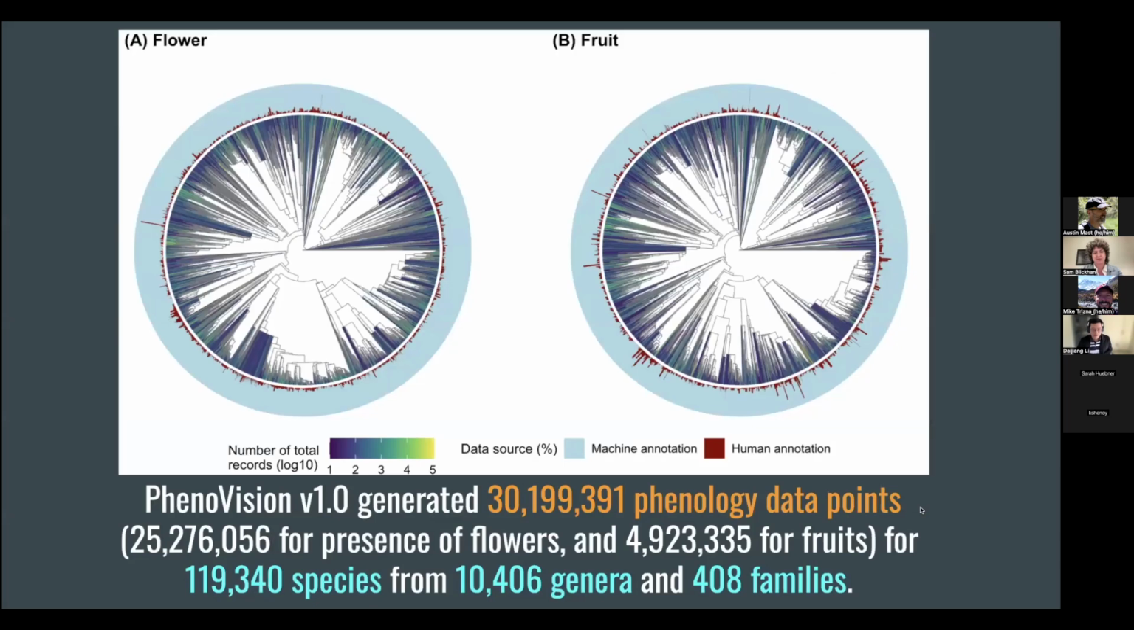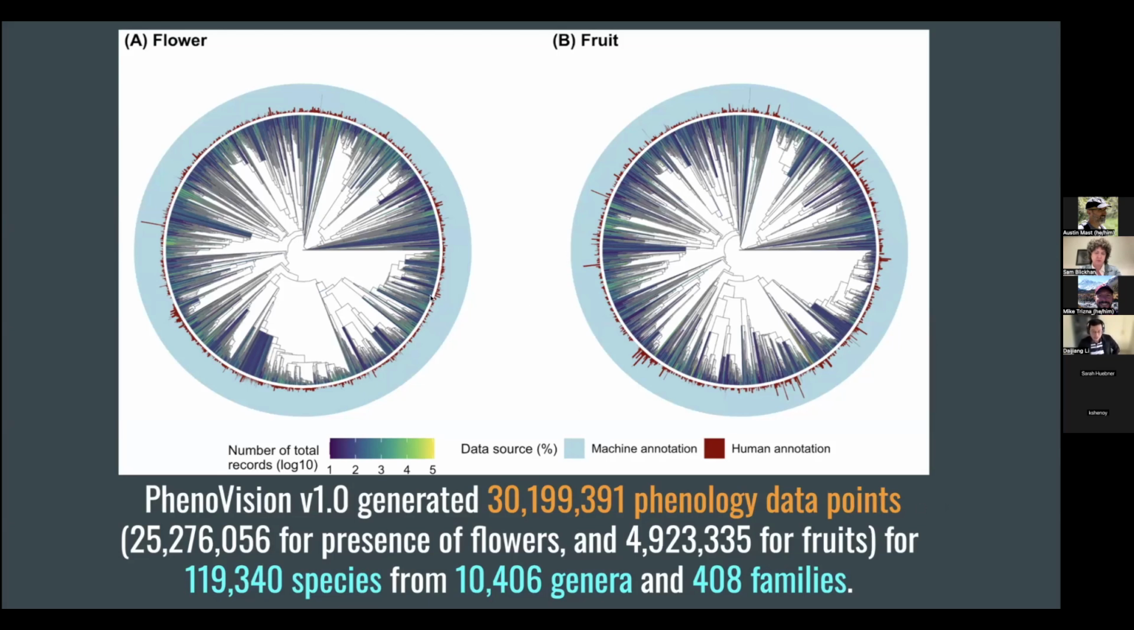Okay, so that's the first version of the Vision model, and we generated over 30 million records. We saw 25 million of them to be flower and about 5 million to be fruit. And this is from about 119,000 species from 10,000 genera and also about 408 families.